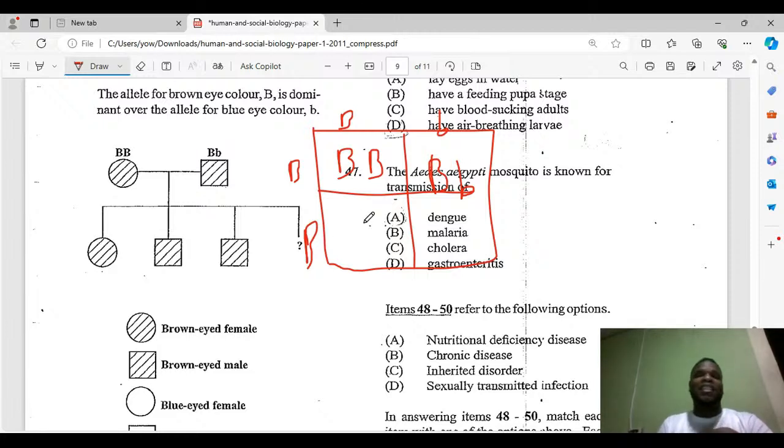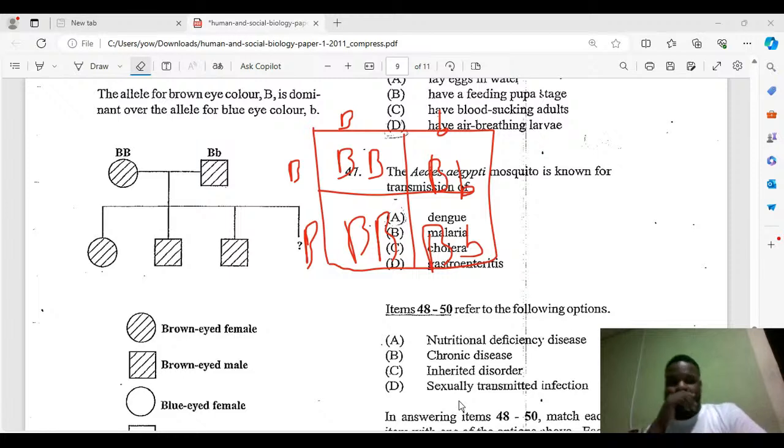Then I get the same thing here, so because I see a multiplication, I get BB, because this is a capital B times a capital B gives you BB, and this is a capital B times a small b, which is recessive, which gives you Bb. So there's no chance, zero chance of getting a blue eye. So the answer would be A.